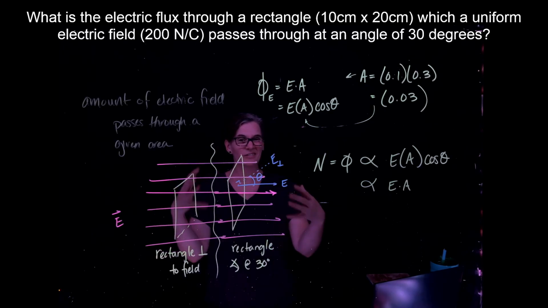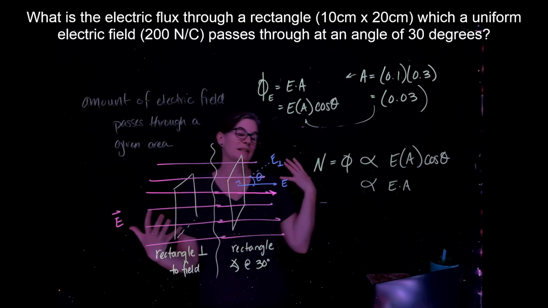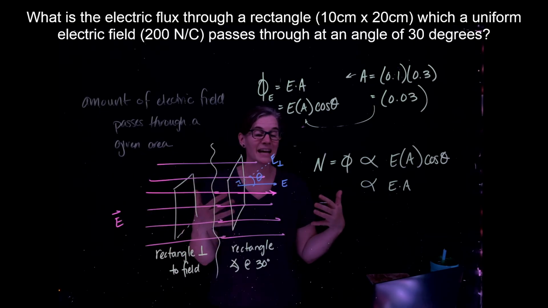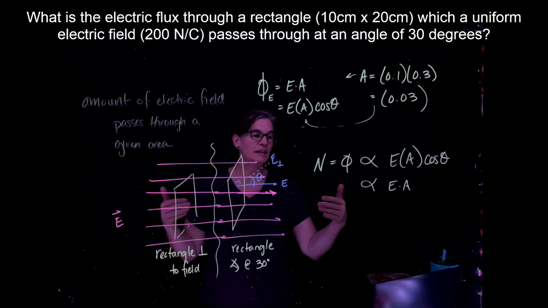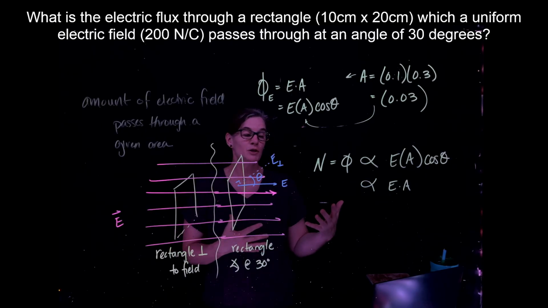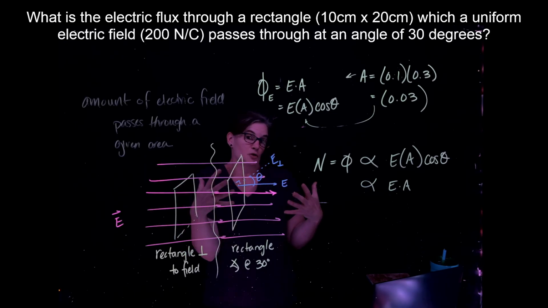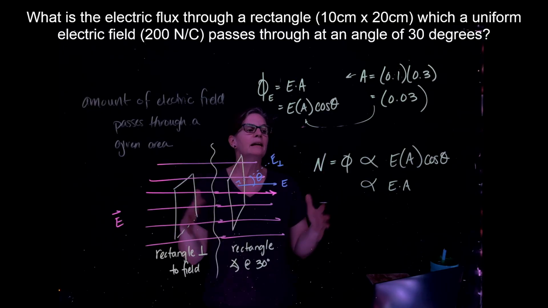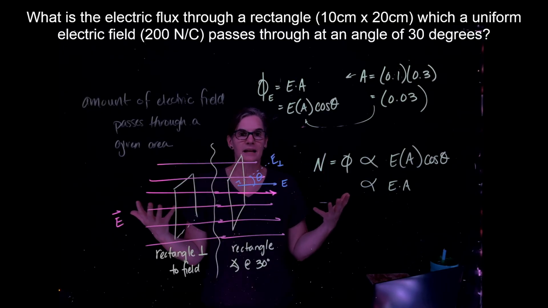The electric field, as we learned in the electric field lecture, we can imagine as a whole bunch of field lines. The number of those lines is proportional to how strong that electric field is. More strength, more field lines, dot the area.